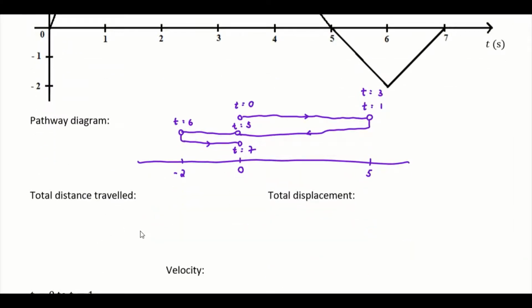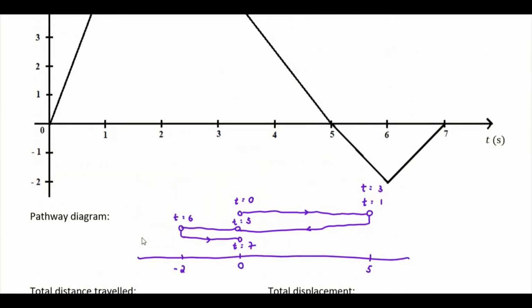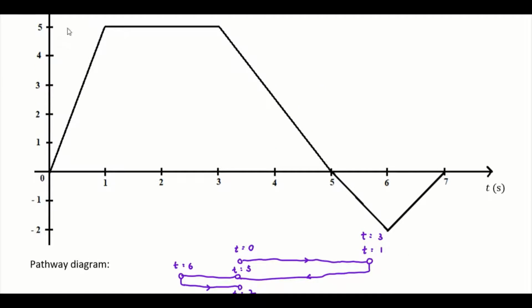Okay, so for total distance traveled, it is very helpful for us to check for the turning points of the graph. So for example, from this graph, the turning points happen here, here, here, here, and also here. So which means we can look at the constant parts. So for example, from here to here, obviously you can see that from t equals 0 to t equals 1, the particle travels 5 meters.